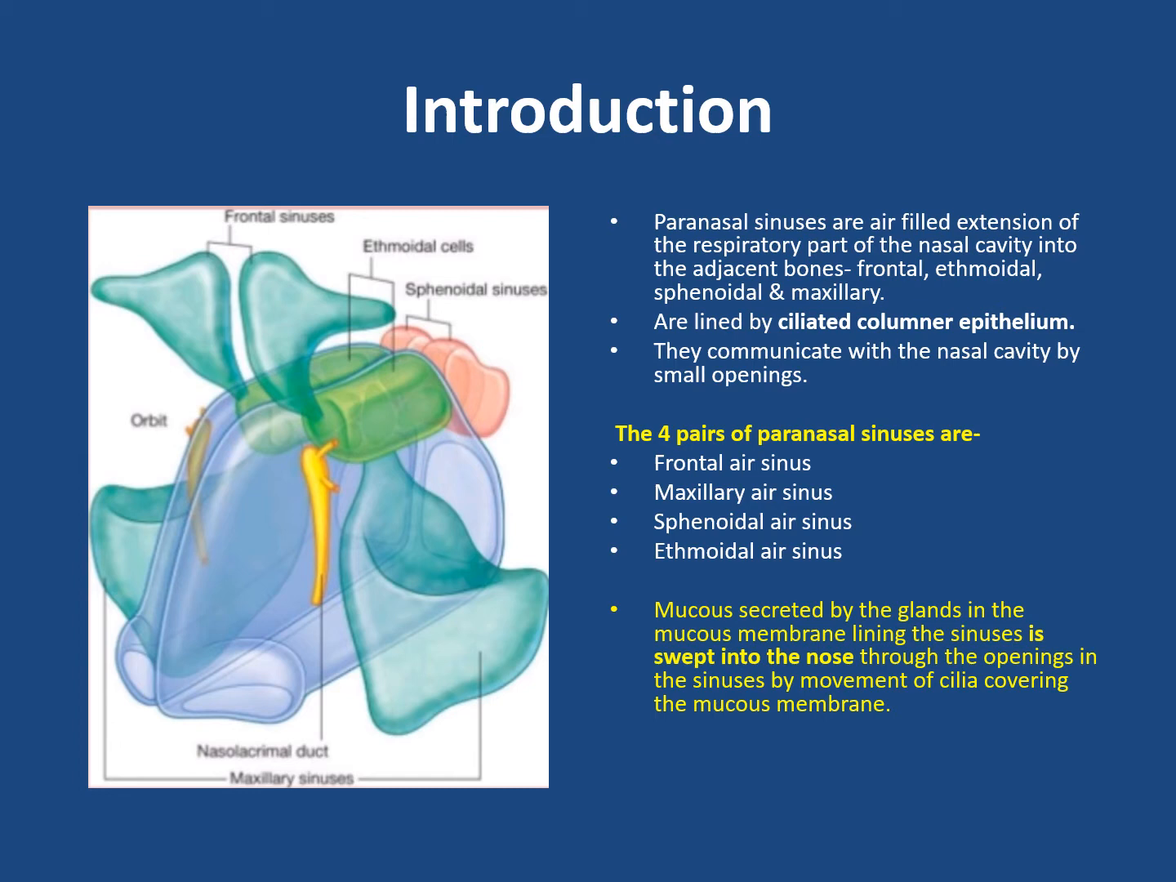So this means we have four pairs of paranasal sinuses, and according to the bone in which they are located, they are the frontal air sinus, maxillary air sinus, sphenoidal air sinus and ethmoidal air sinus. Remember, the mucus secreted by the glands in the mucous membrane that lines the paranasal sinuses is swept into the nose through the openings in the sinuses by the movement of cilia covering the mucous membrane. This is how the secretions of the paranasal sinuses are drained into the nasal cavity, and from there drained outside.